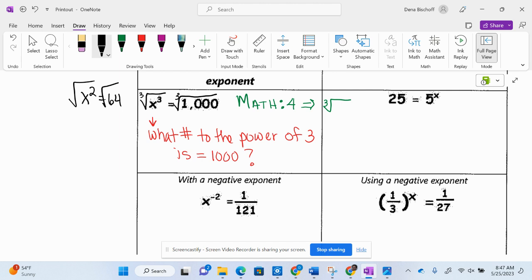Okay. What'd you get, Madeline? Yes, it's 10. When you take the cube root of 1,000, you get 10. So x equals 10. Very good.